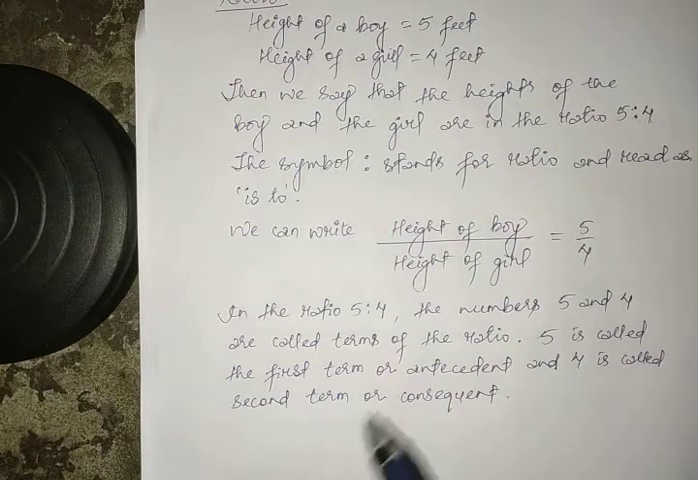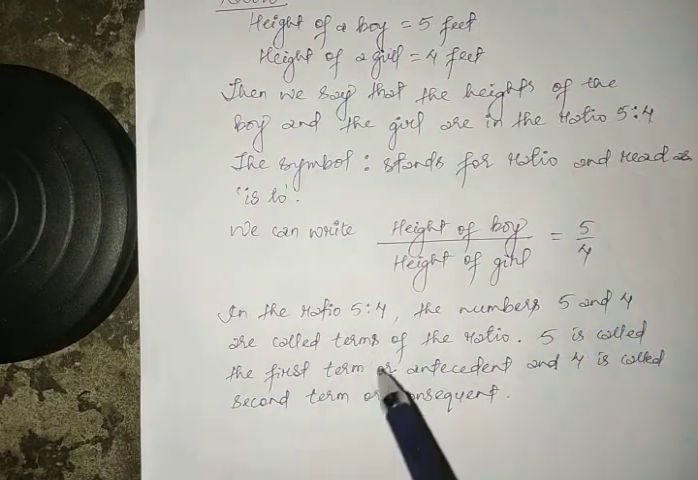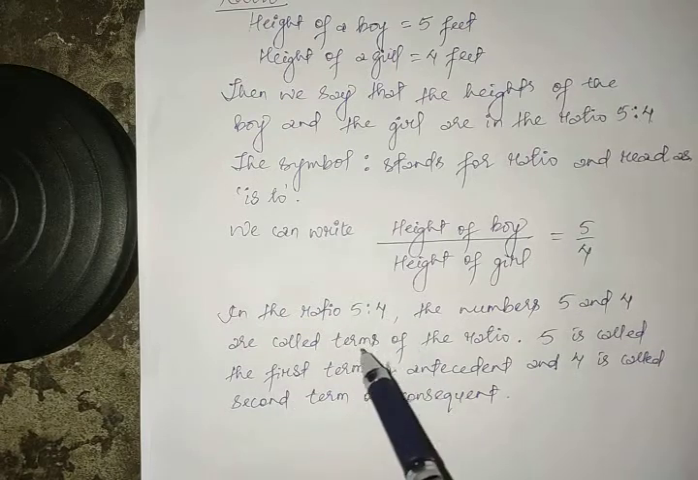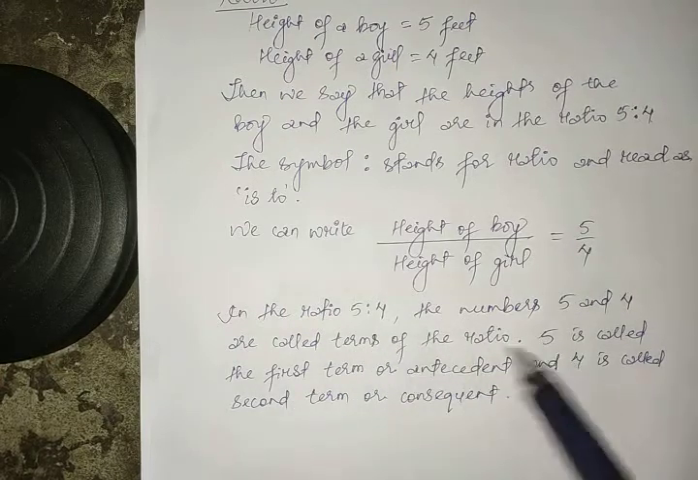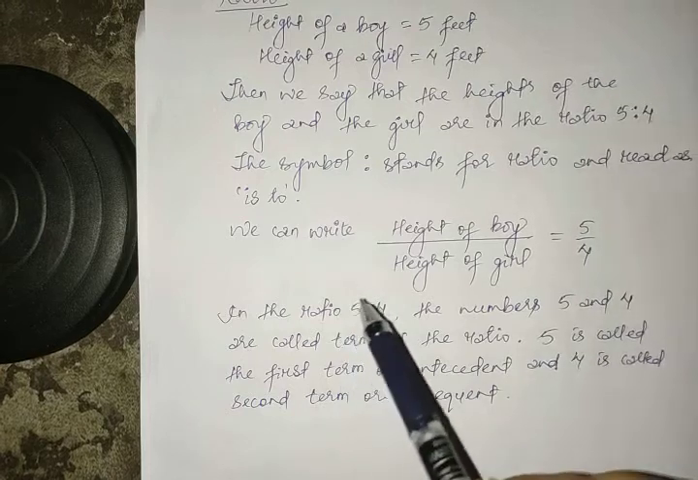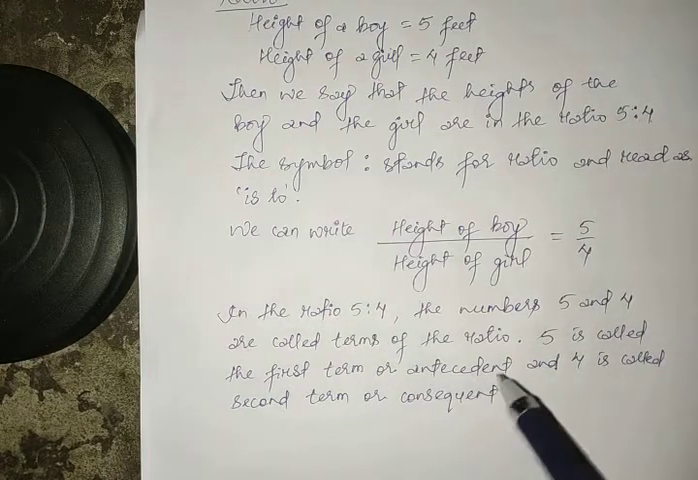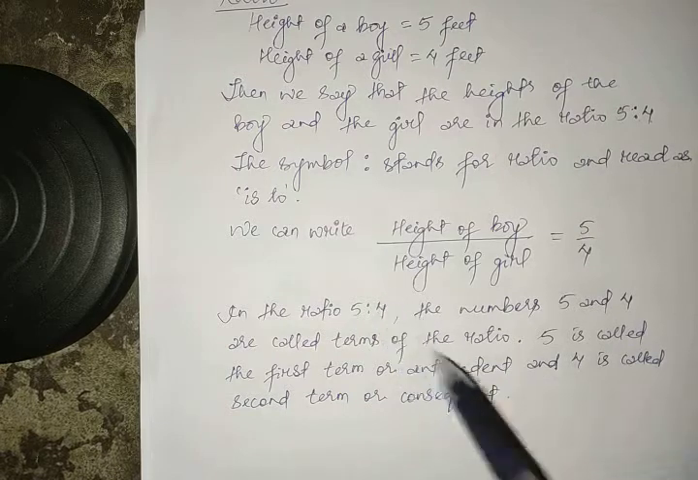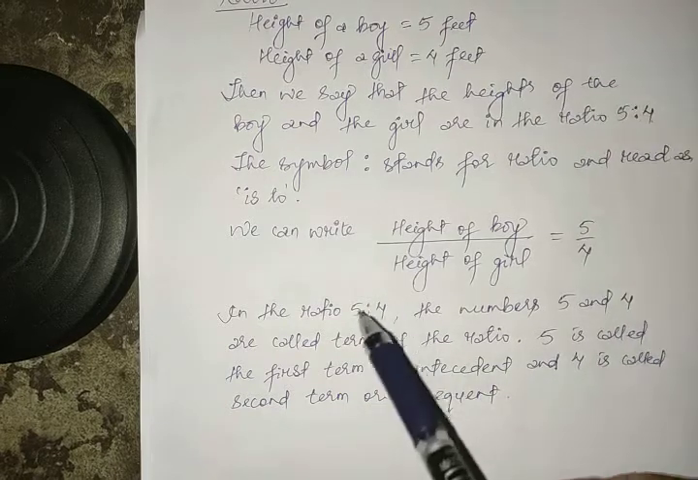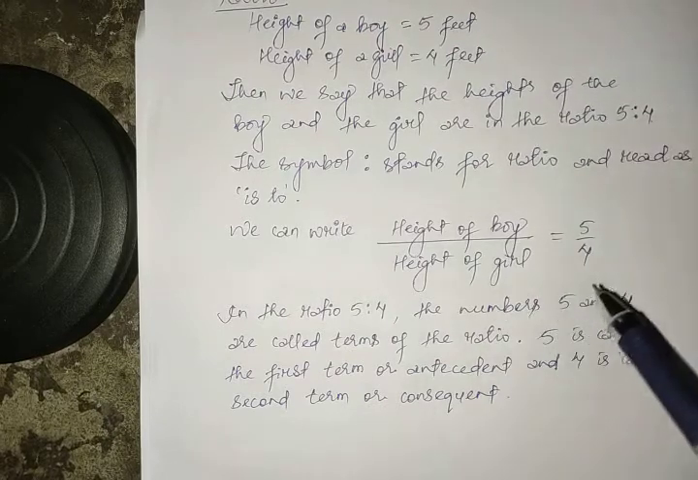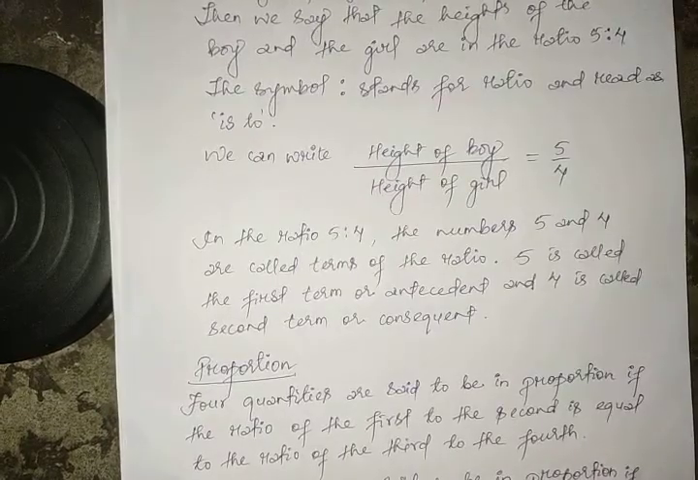You have to know one more thing. In the ratio 5:4, the numbers 5 and 4 are called the terms of the ratio. 5 is called the first term, because this number is at first, so it is called the first term or antecedent. And 4 is called the second term, because it is in the second place, so it is called the second term or consequent. So that is all about ratio.